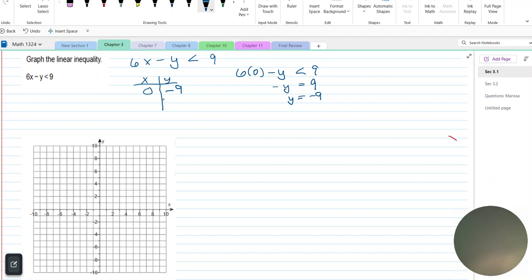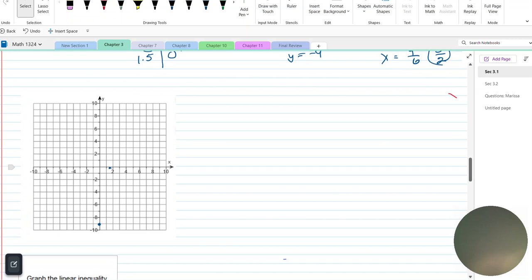So we got that one. Now we're going to have y is 0. So 6x is less than 9. So x is 9 over 6, which is 3 halves. So it's 1.5. And it's positive. All right. So I have 1.5, which is about right there. And then I have negative 9 right there.